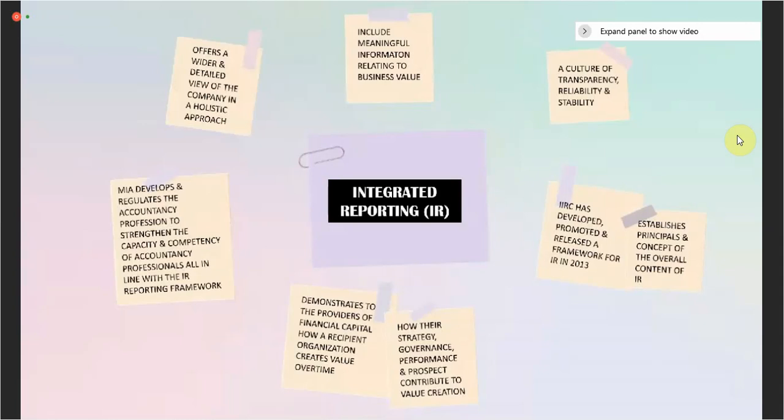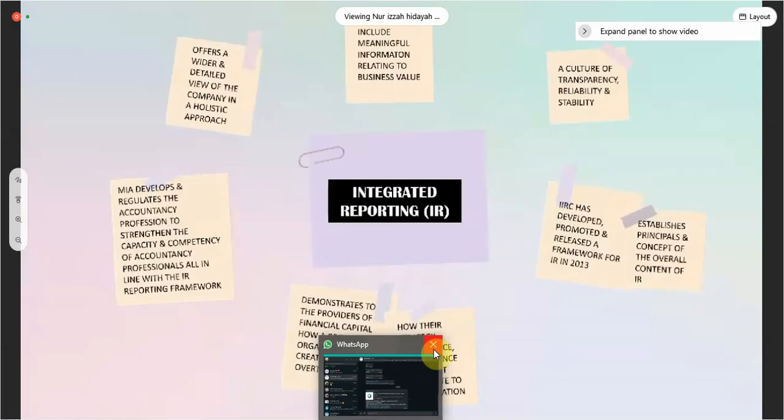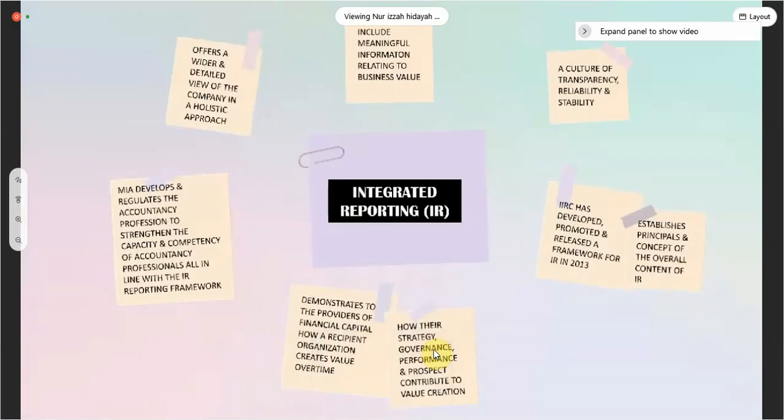IR offers a wider and detailed view of the company in a holistic approach. It includes meaningful information relating to business value.